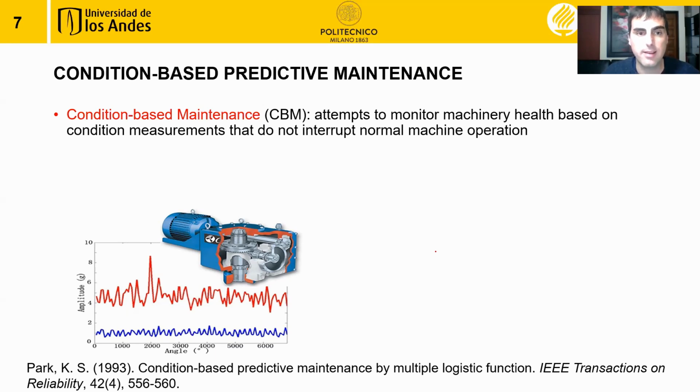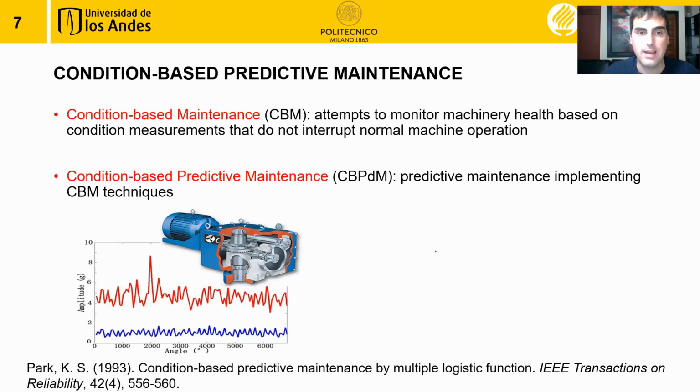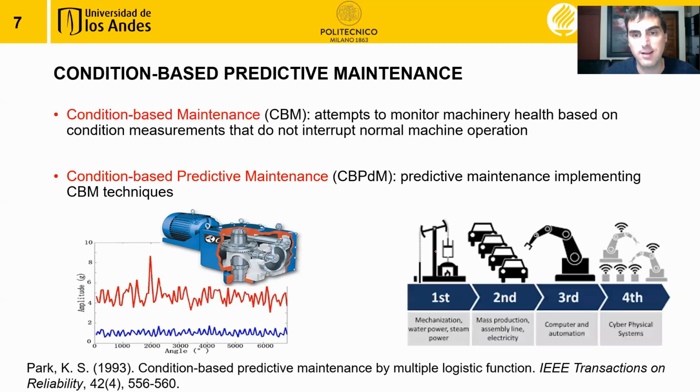And in general, predictive maintenance nowadays is performed through sensors, and we talk about condition-based maintenance, in which we attempt to monitor the machinery health state by using condition measurements that do not interrupt the machine operation. Therefore, we talk about condition-based predictive maintenance, which is predictive maintenance using condition-based maintenance techniques.